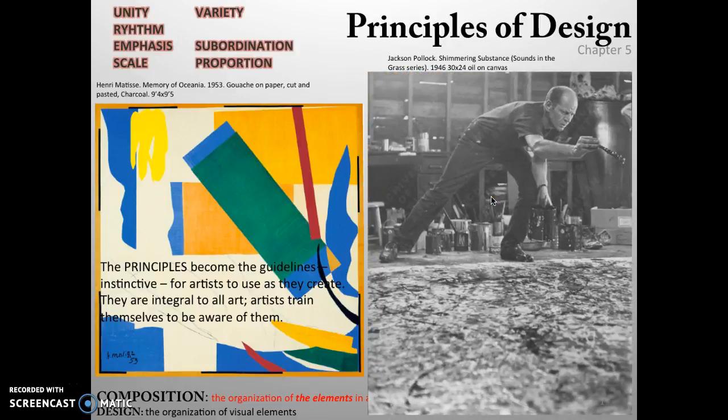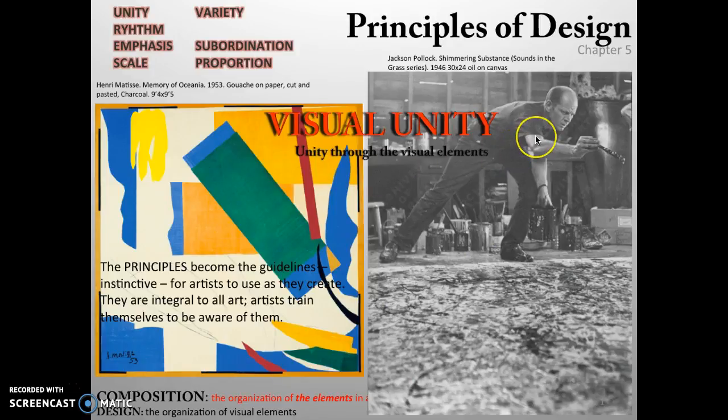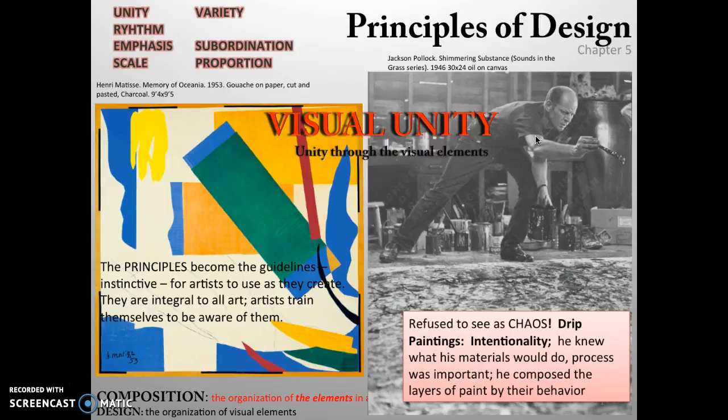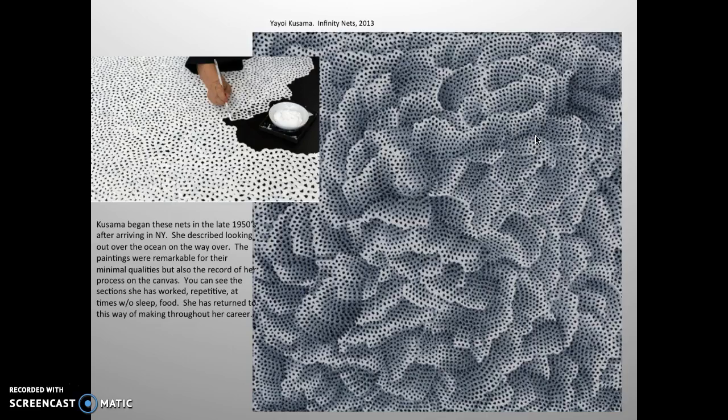Jackson Pollock was radical in taking the canvas off of the wall, working on the floor, dripping, splattering, pouring paint, but it still contains visual unity. He insisted he was not seeking chaos. Everything that he did was intentional. So when the work is complete, it still has a sense of unity, even though there's a lot going on.